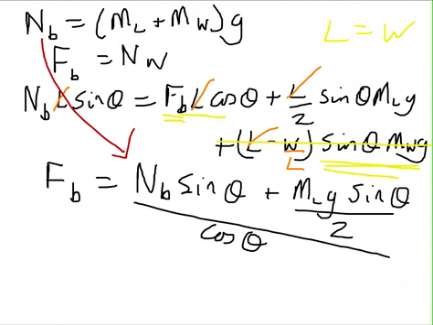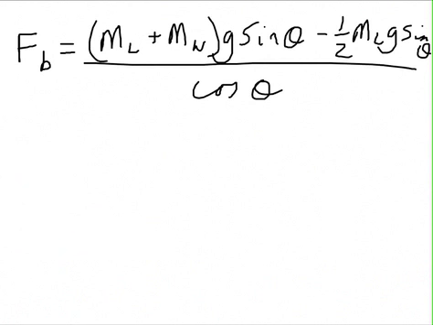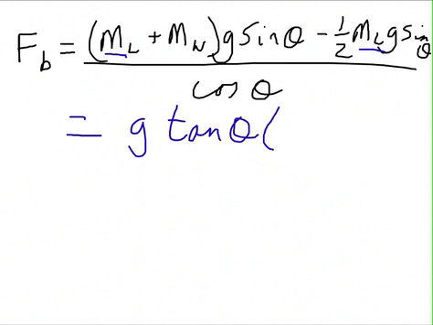So if we substitute that in, we get this, which we can simplify because everything has a G, everything has a sine theta. Sine over cos is tan. You've got an ML here minus half ML there, so it all comes to G tan theta MW plus half ML. So that's the friction force.